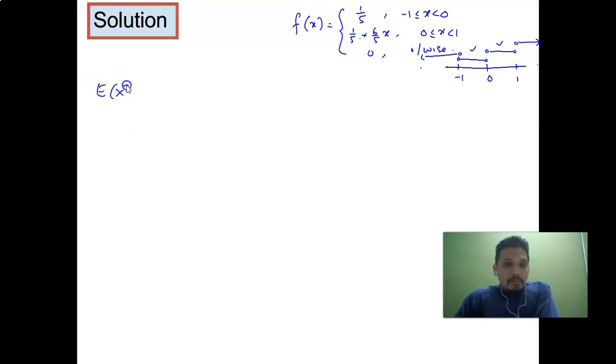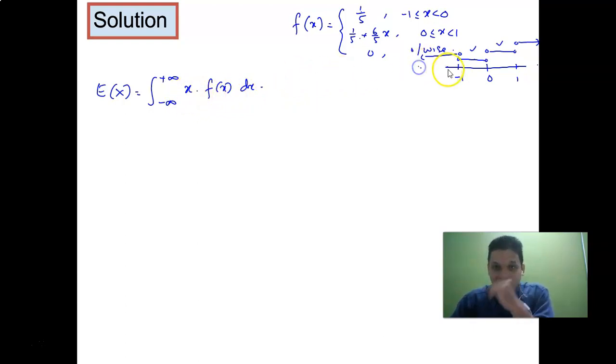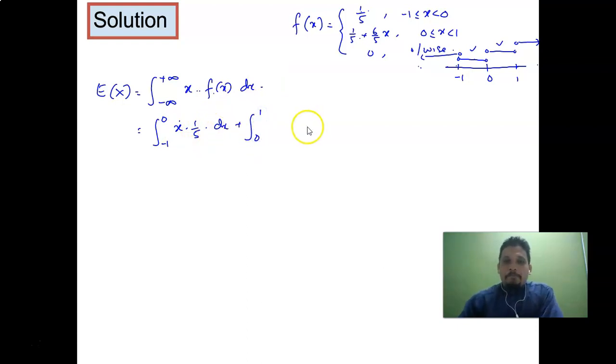Now, expected of x equals the integral from negative to positive infinity of x fx dx. From negative infinity to negative 1 and 1 to positive infinity, we may ignore it. So we're just focusing on these two parts: from negative 1 to 0, x multiplied with 1 over 5 dx, since fx equals 1 over 5 here, plus from 0 until 1, x multiplied with 1 over 5 plus 6 over 5x dx.